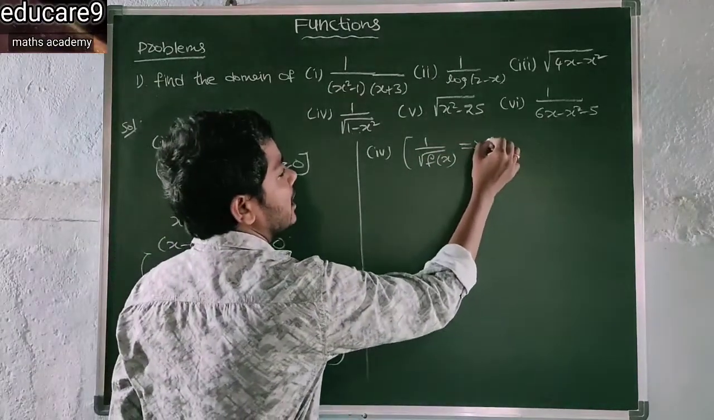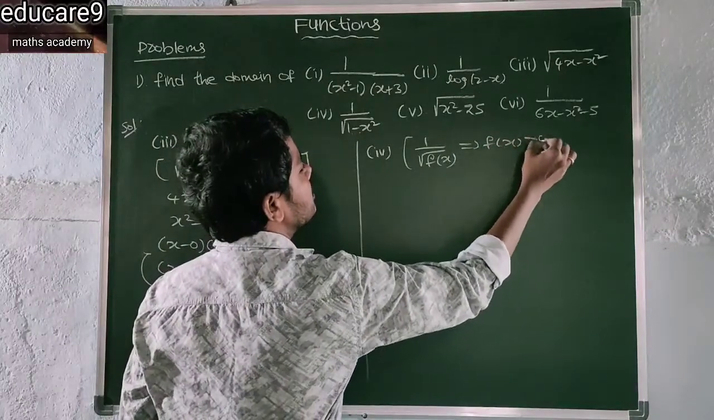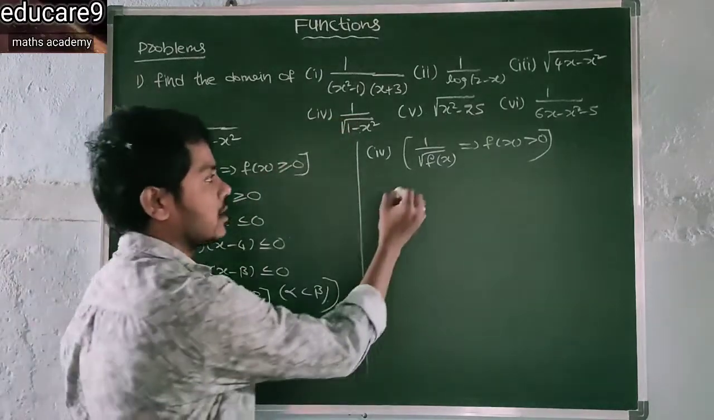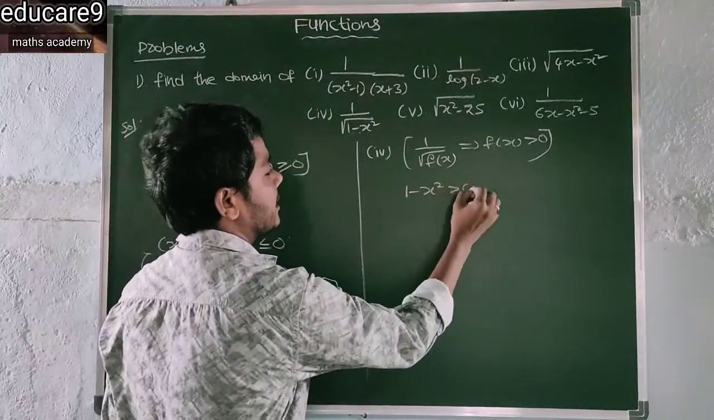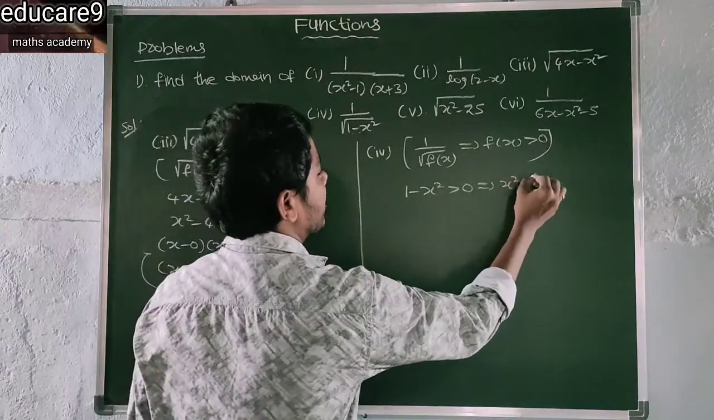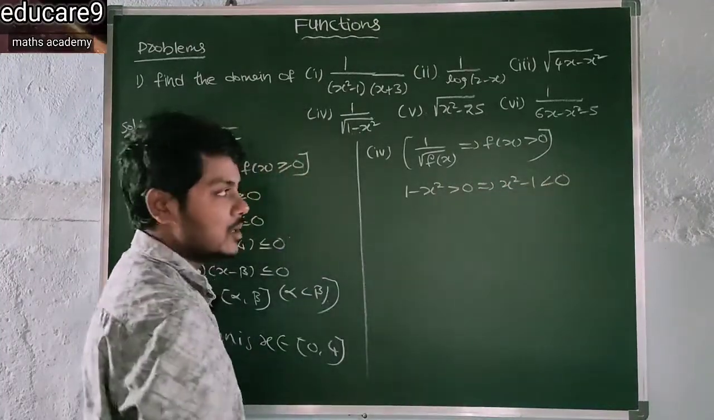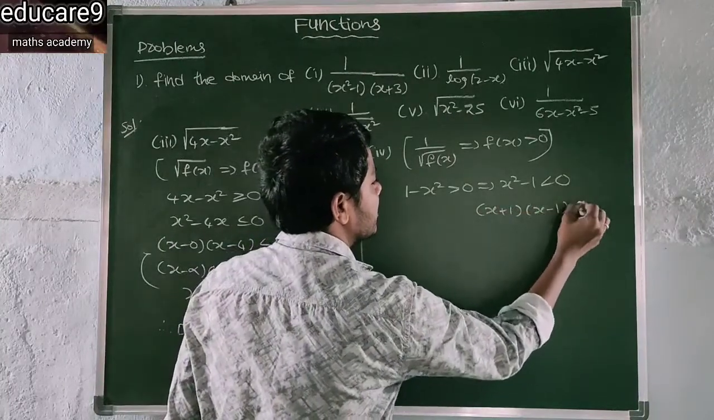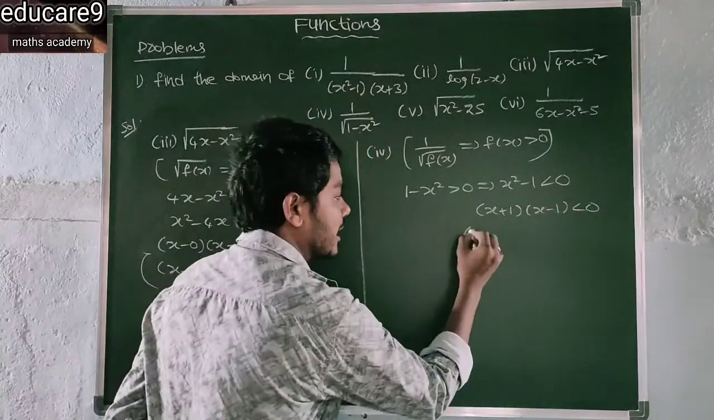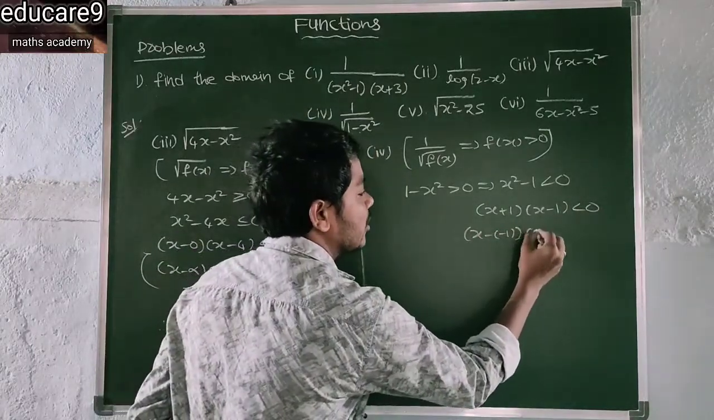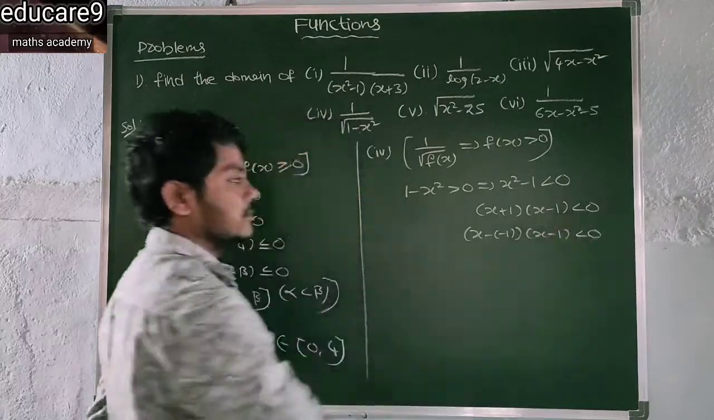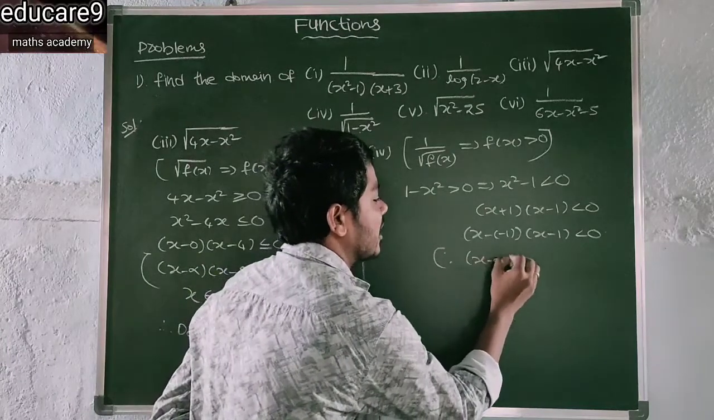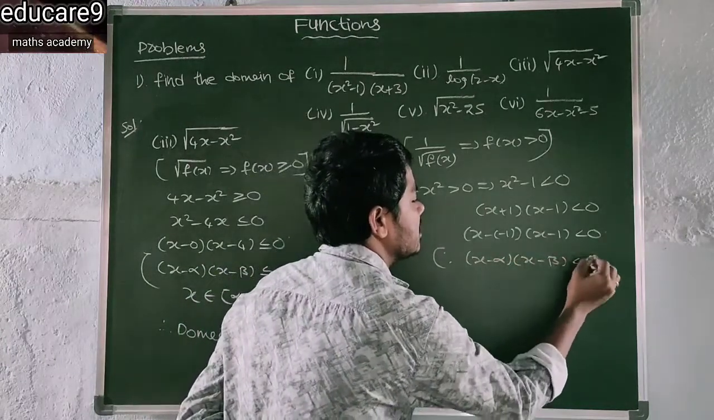So here f of x is greater than 0. So what is f of x? 1 minus x square. So 1 minus x square is greater than 0. From this, x square minus 1 is less than 0. So clearly this is x plus 1 into x minus 1 is less than 0. Now again we write it as x minus of minus 1 into x minus 1 is less than 0. So it is in the form of x minus alpha into x minus beta is less than 0.